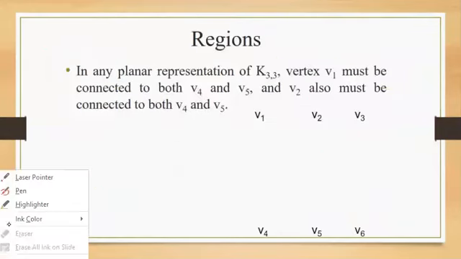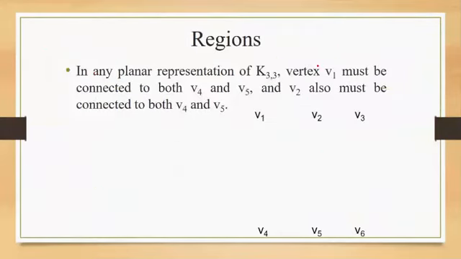Now, in a planar representation of K33, vertex V1 must be connected to... we are seeing our earlier first slide, matching the houses to the utilities problem. Now we will check whether K33 can be planar or not. K33 is basically a complete bipartite graph. So vertex V1 must be connected to V4, V5, and V6, and V2 must also be connected.